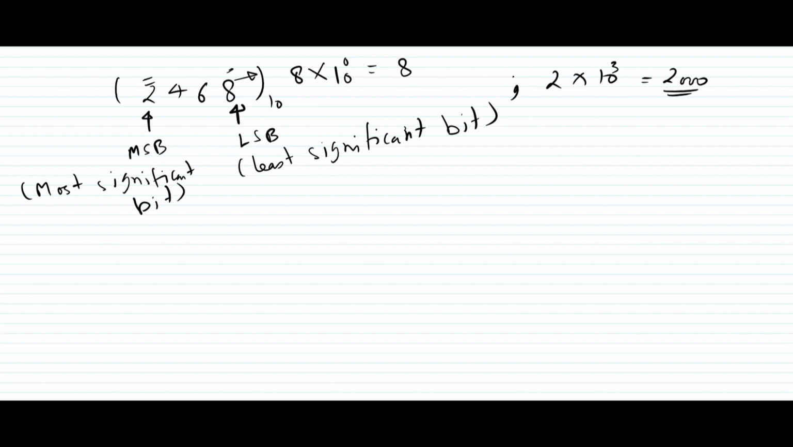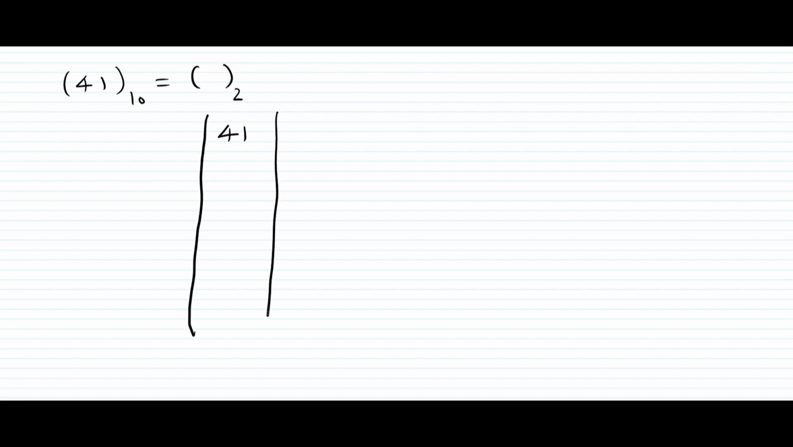So suppose I have this number 41 in base 10. I want to convert it in base 2. So what should I do? I have to divide 41. So make a table like this. 41 here. Here I will write remainders.